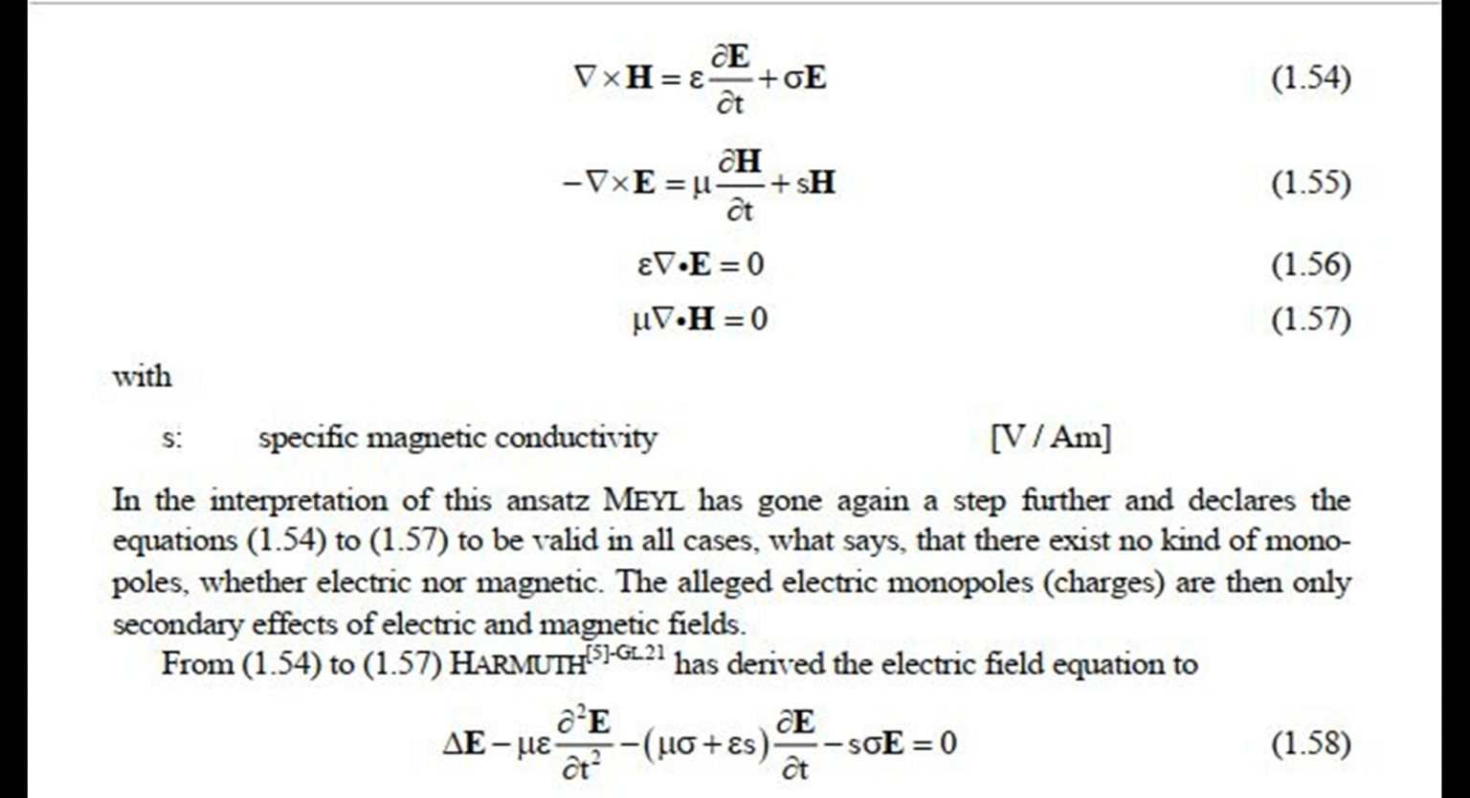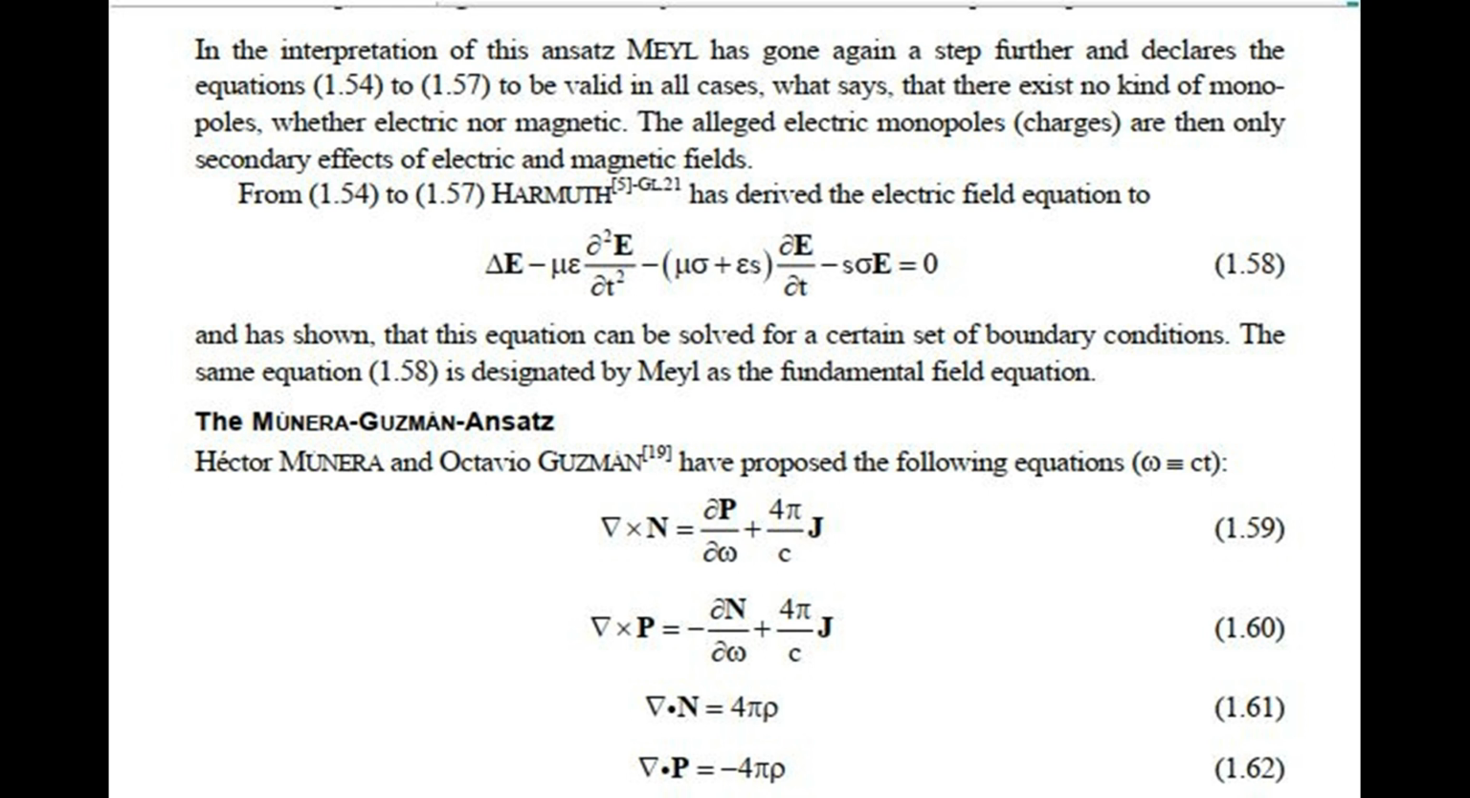From 1.54 to 1.57, Harmuth has derived the electric field equation 2 and has shown that this equation can be solved for a certain set of boundary conditions. The same equation, 1.58, is designated by Mayle as the fundamental field equation.